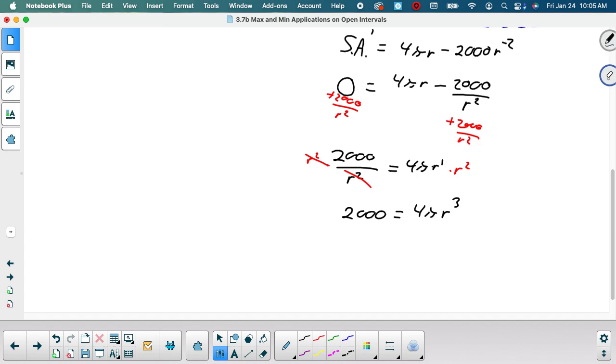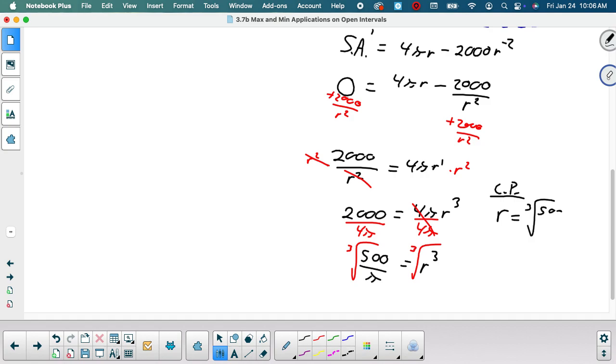Solving for r, what am I going to do? I'm going to divide by 4 and divide by pi. So what is r cubed? r cubed is going to be 2,000 divided by 4, which is 500, so I actually have 500 over pi. That's some number, I don't know what number that is without a calculator. But then I'm going to take, not the square root, but the cube root of both sides. So what is r? My critical point is what I'm finding here. What's my critical point? r is the cube root of 500 over pi.